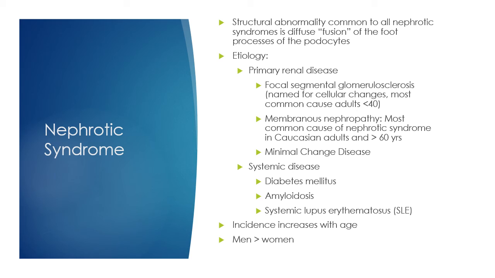And then membranous nephropathy is the most common cause in Caucasian adults and those greater than 60 years. And then minimal change disease is another primary renal disease causing nephrotic syndrome. Systemic causes are diabetes, amyloidosis, lupus. And the incidence of nephrotic syndrome increases with age, and men greater than women are affected.